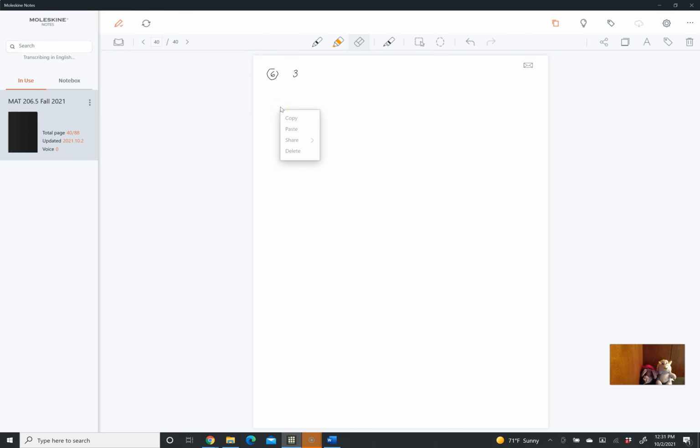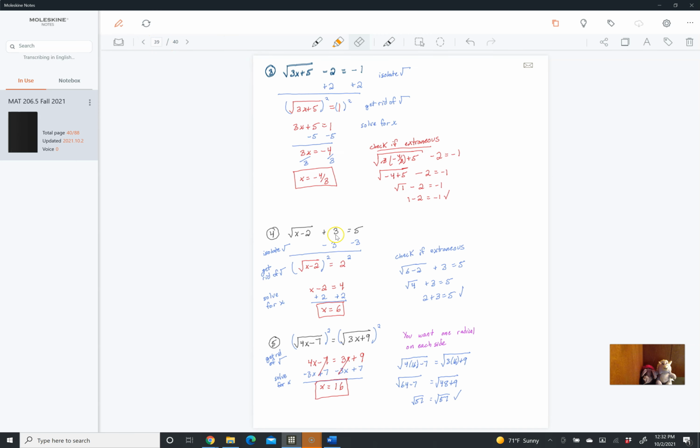So 3 times the square root of x plus 2 plus the square root of x minus 4 is equal to 0. Okay, try this on your own. It's actually not any different, okay? It looks more complicated. We want one radical on each side, okay? Just like we said here in this last one. One radical on each side, right? Same thing applies here.